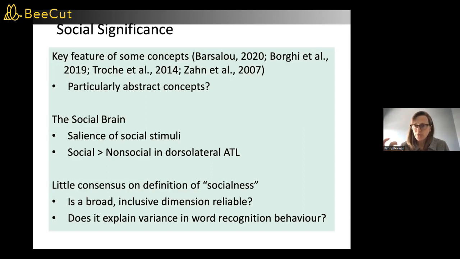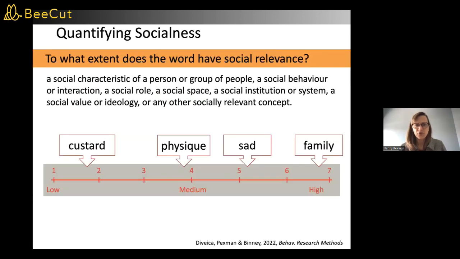So, two questions for this last portion of the talk. Is a broad, inclusive dimension of socialness reliable? I wanted to approach it much as we'd approach things like body-object interaction. And more importantly, should we be able to characterize it, does that dimension of socialness matter for behavior? So recently we quantified this socialness construct. We decided to go with a very broad and inclusive definition and see if that would be reliable. And it turned out it was.